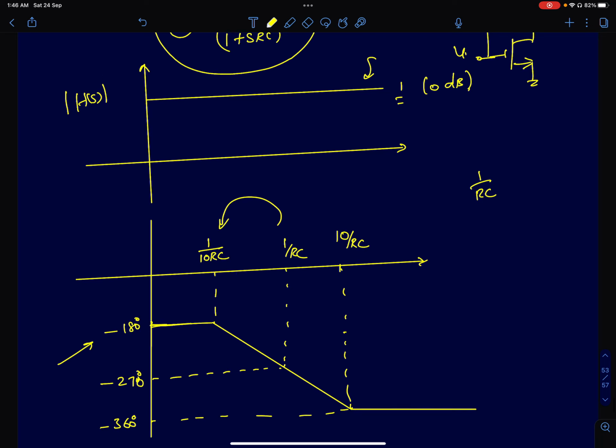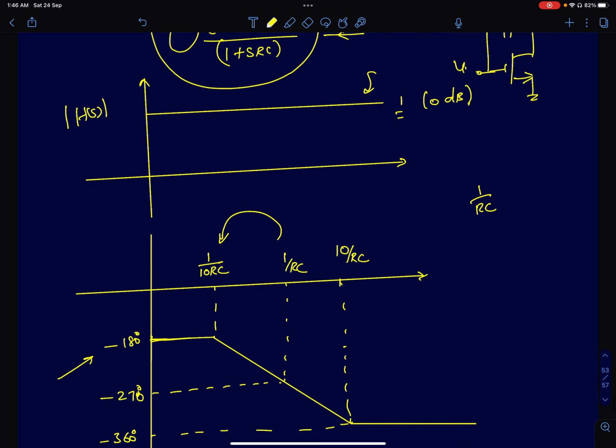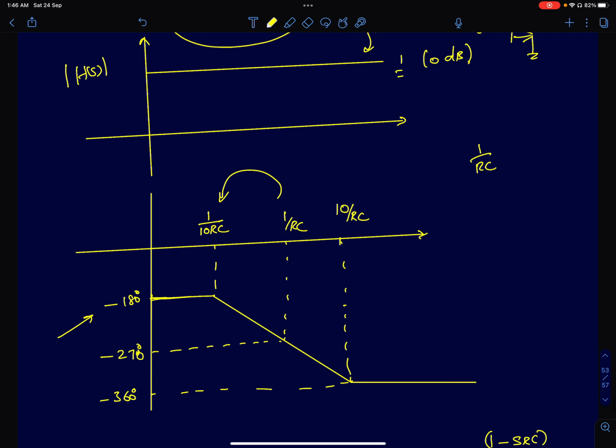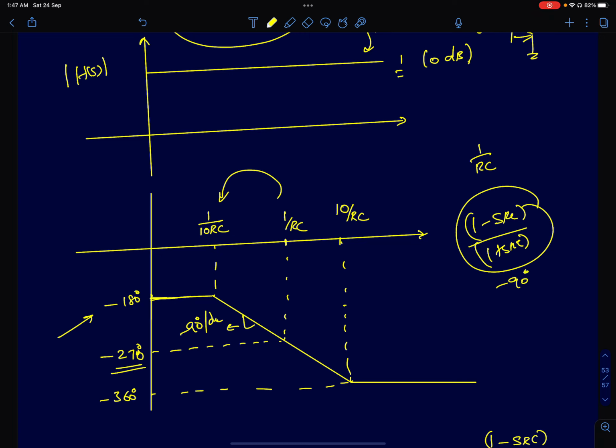From there onwards, once you encounter the pole or a zero, the phase will start increasing or decreasing. Since it's a left half plane pole and a right half plane zero, the phase will decrease for both at the rate of minus 45 degrees per decade. Since you have a pole and a zero, the slope here is going to be minus 90 degrees per decade. So in one decade, the phase shift will be minus 90, so it will be minus 270. So at 1 by RC, for 1 minus SRC by 1 plus SRC, the total phase shift this will cause is minus 90 at 1 by RC.